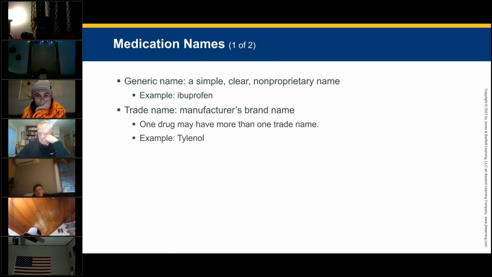Medications have a couple different names. The generic name is a simple, clear, non-proprietary name. Generic names are not capitalized. An example of a generic is ibuprofen. The trade name is the brand name that a manufacturer gives to the drug. Trade names always begin with a capital letter, and a drug may have more than one trade name, for example, Tylenol.